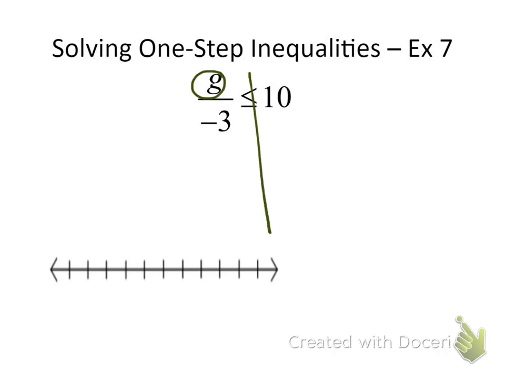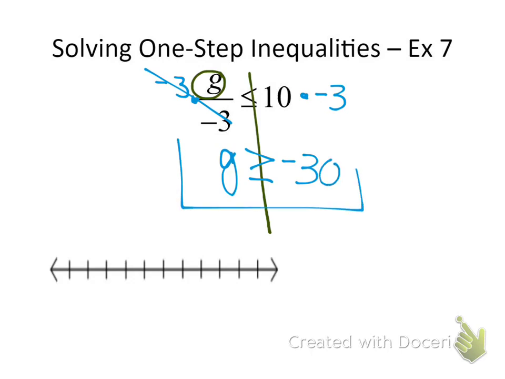How do I get the variable by itself? Times it by -3 times 10. Okay, so I'm multiplying by -3. Because I'm multiplying by -3, here's my exception. Exception number 2: I'm multiplying by a negative number. What happens to my inequality sign? It flips. And then what's 10 times -3? So my answer here is G is greater than or equal to -30.